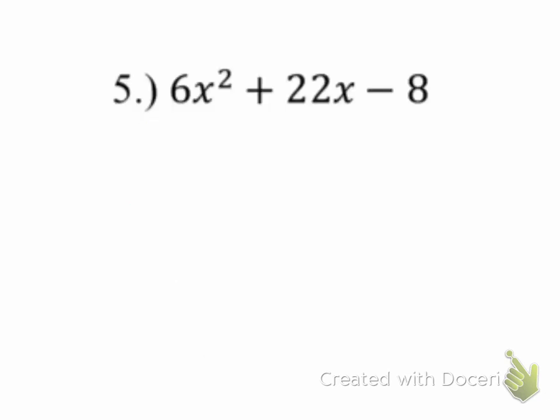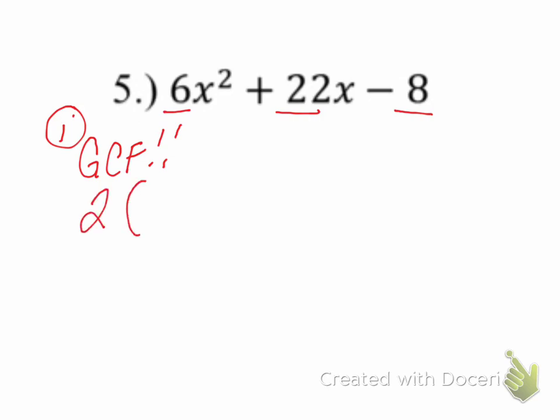Number 5. Okay, here's a good one. Okay, so I'm getting excited. So 6, 22, and 8. I know those are all even numbers. So red flag to me is, hey, I can factor out a GCF. Ding, ding, ding, ding, ding. GCF. OMG, that's my first step. Okay, so my GCF here would be 2. And so that leaves me with 3x squared plus 11x minus 4.